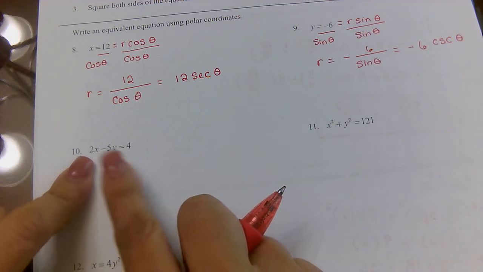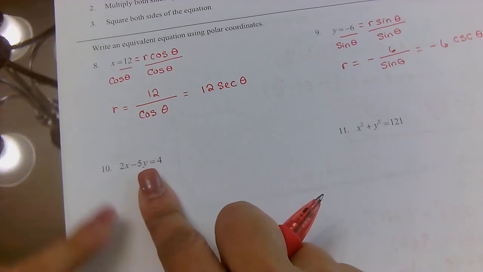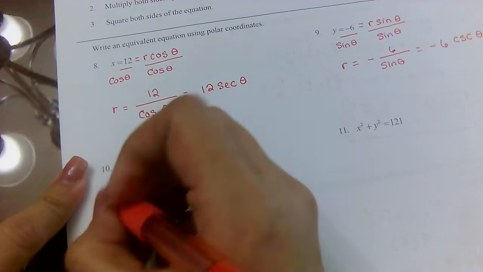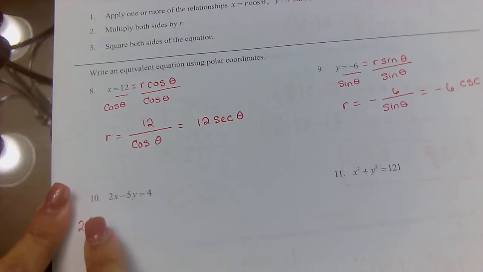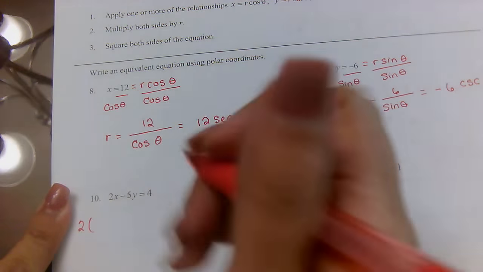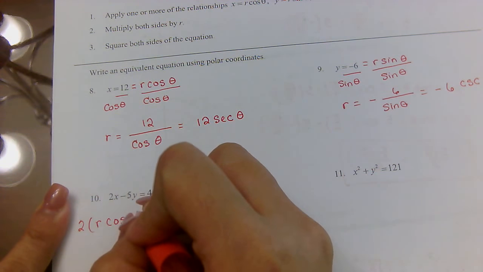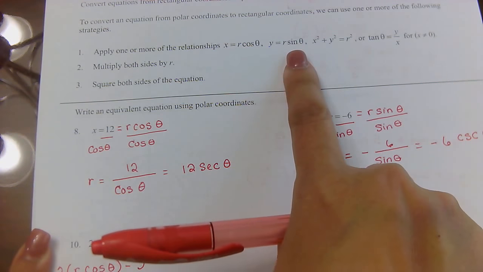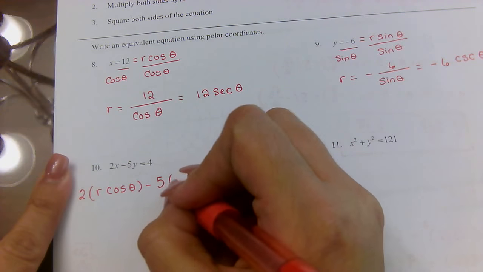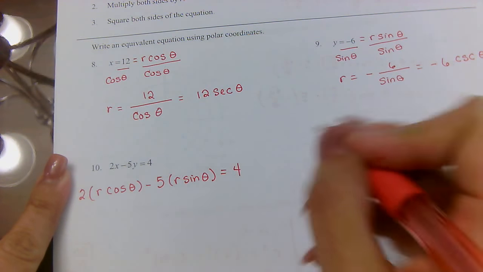So number 10 is a little bit different because now you're given an x and now you're given a y. So all we're going to do is set each of those individually. Well, x is still going to be the same thing as your r cosine theta. So all I'm doing here is substituting x for what x is equal to. X is equal to r cosine theta. Y is going to be equal to r sine theta. And the whole thing is equal to 4.